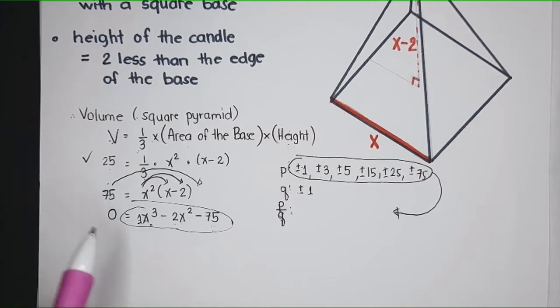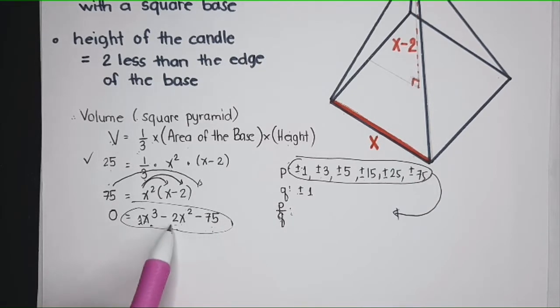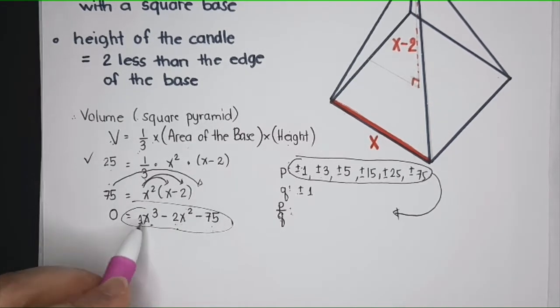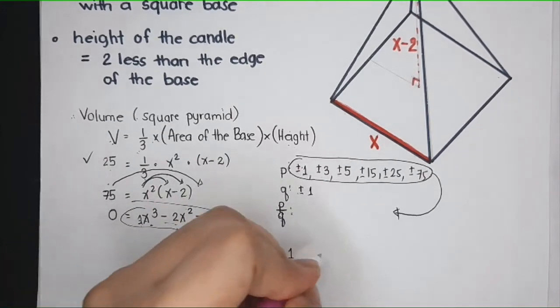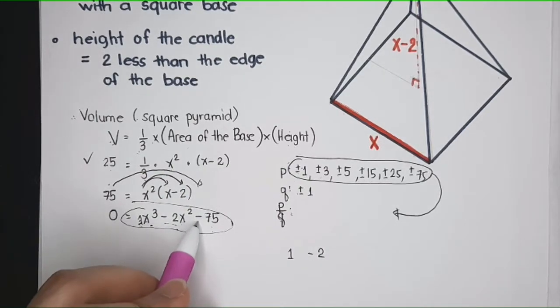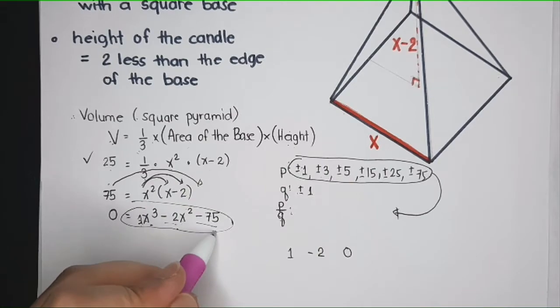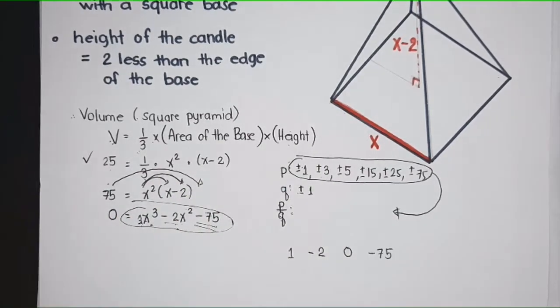So, first, we're going to list down the coefficients of each term here. Pero dapat decreasing power of x. Okay? So, coefficient muna. So, we write 1. This is for x cubed. Negative 2 for x squared. Okay? Since walang x dito, walang term na may x dito, we write 0. Okay? And then, negative 75.